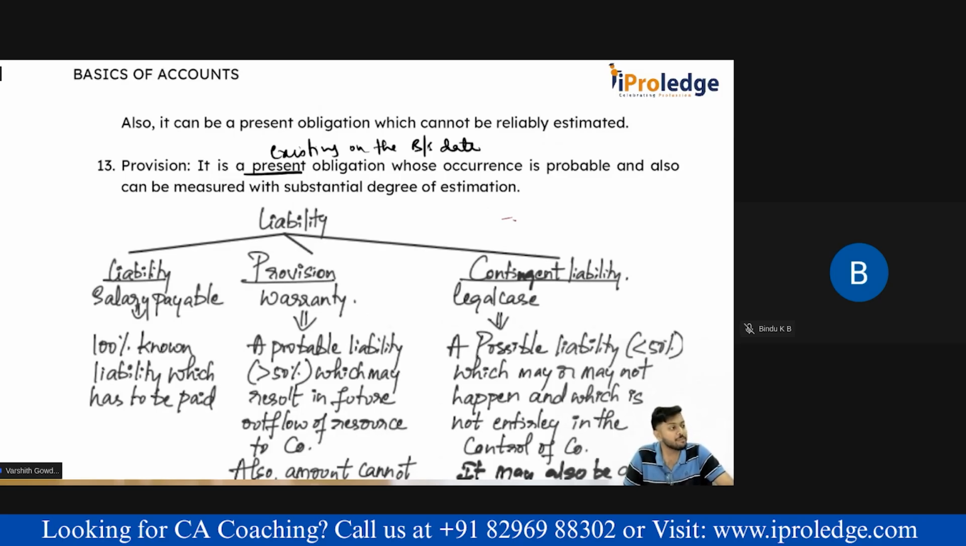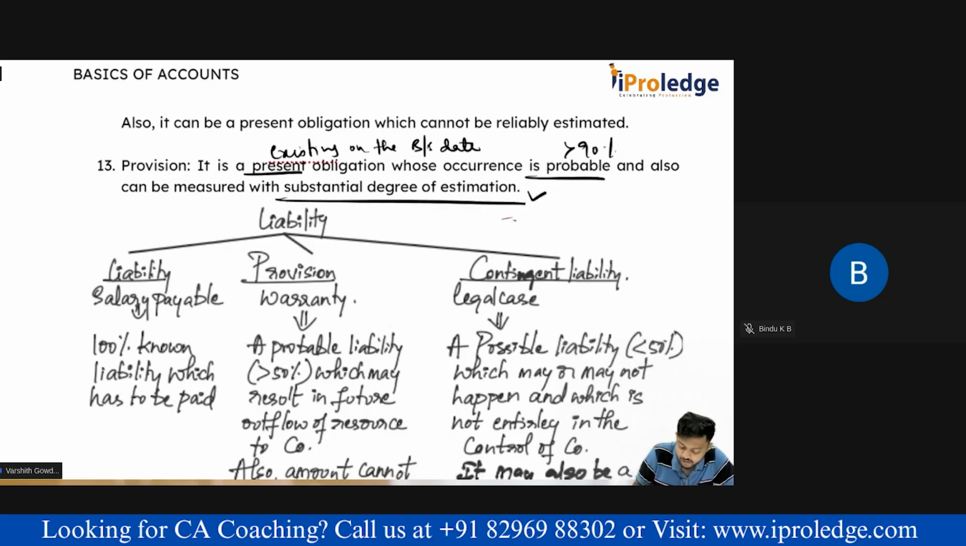When will it be payable? Maybe you have used the services that are given by someone, and now you are obligated to pay. That obligation should be there. If I ask you, hey, are you supposed to pay me? Yes, sir. I've taken your services. I'm supposed to pay you. This is what? Present obligation. As of today, I'm supposed to pay you. In my balance sheet, your liability is appearing. It's a present obligation whose occurrence is probable, more than 90%, and also can be measured with substantial degree of estimation.